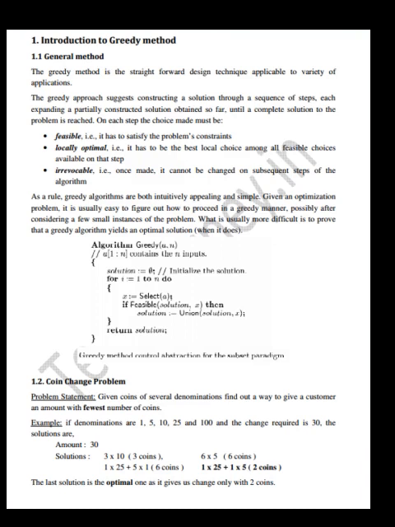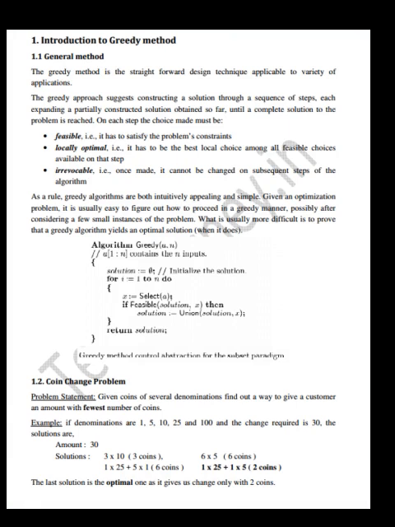As a rule, greedy algorithms are both intuitively appealing and simple. Given an optimization problem, it is usually easy to figure out how to proceed in a greedy manner, possibly after considering a few small instances of the problem. What is usually more difficult is to prove that a greedy algorithm yields an optimal solution. When it does, see the algorithm. Greedy method control abstraction for the subset paradigm.